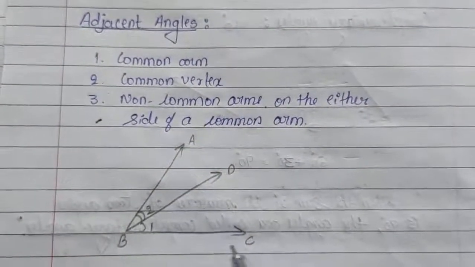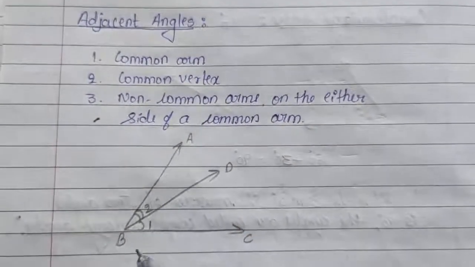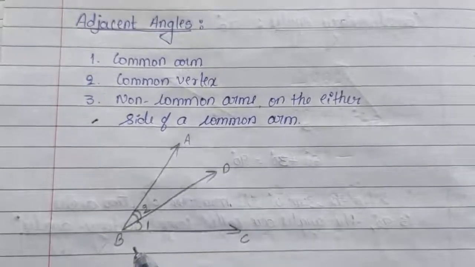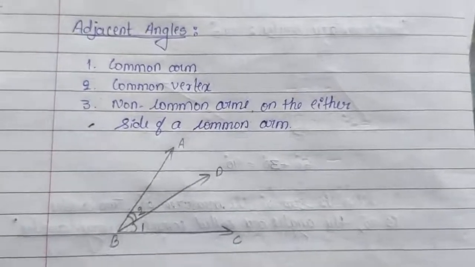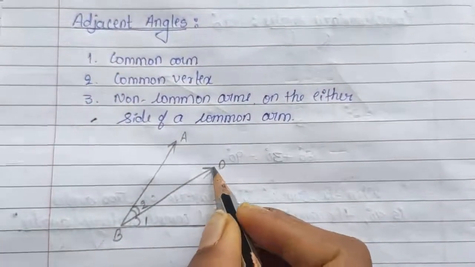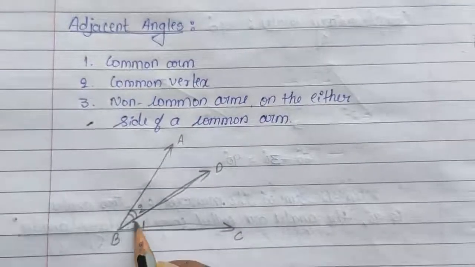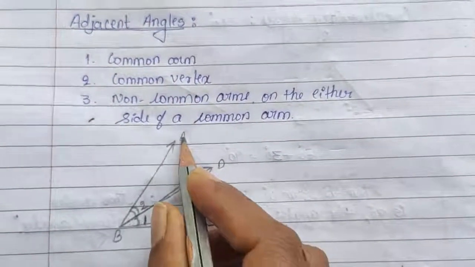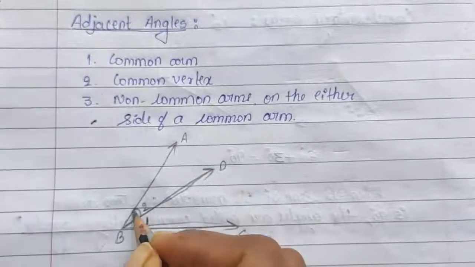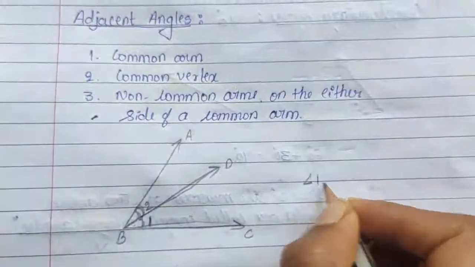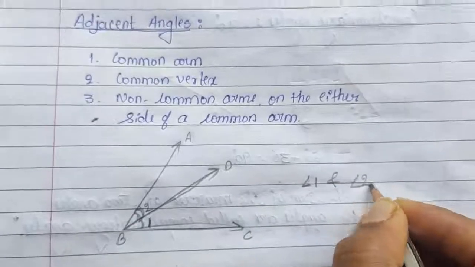Here, ABD is one angle and DBC is one angle. Now we will name this DBC, this is angle 1, and ABD, this is angle 2. Two angles are there, angle 1 and angle 2.